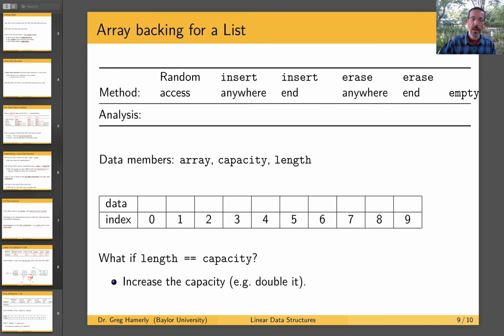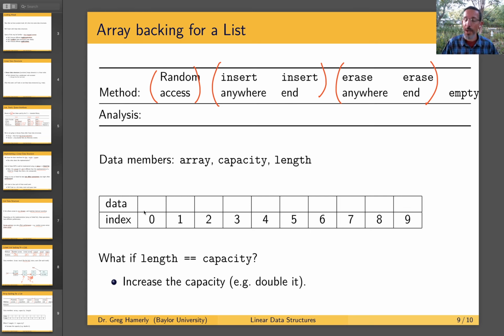Let's look at array backing for a list. Okay, now with array backing for a list, I'm again going to look at different types of access. I'm going to look at random access, inserting anywhere versus inserting at the end, and erasing anywhere versus erasing at the end, and also determining if it's empty.